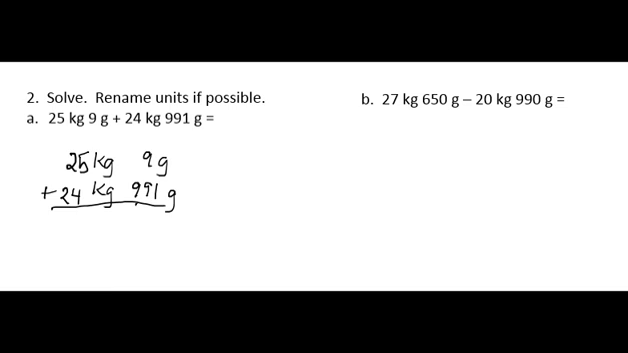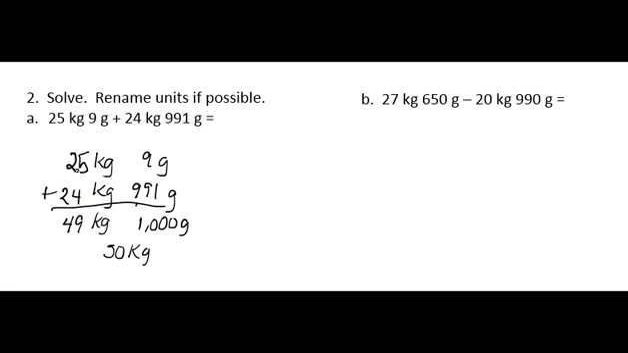Well, if I have 991 grams and I add 9 more to it, that means that I have 1,000 grams. Here 25 and 25 would be 50, so 25 and 24 would be 49. And again, I can see that I have 1,000 grams, which is the same as 1 kilogram. So I'm going to bundle that into 1 kilogram. So instead of 49 kilograms and 1,000 grams, I'm going to represent that as 50 kilograms.